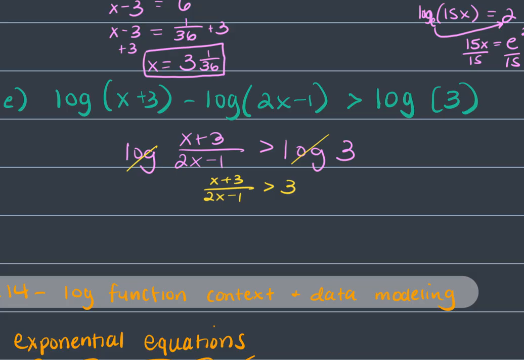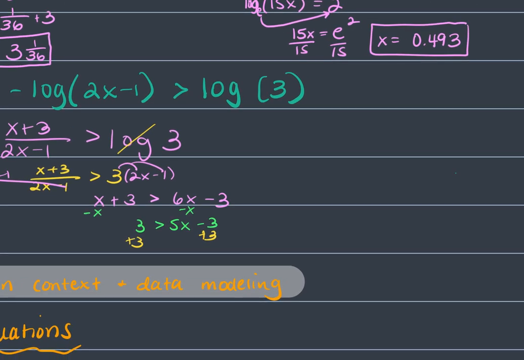Then what? Multiply 2x minus 1 on both sides. So x plus 3 is greater than, distribute, 6x minus 3. Subtract the x. 3 is greater than 5x minus 3. Add the 3. 6 is greater than 5x. Divide by 5. And x is less than 6/5.